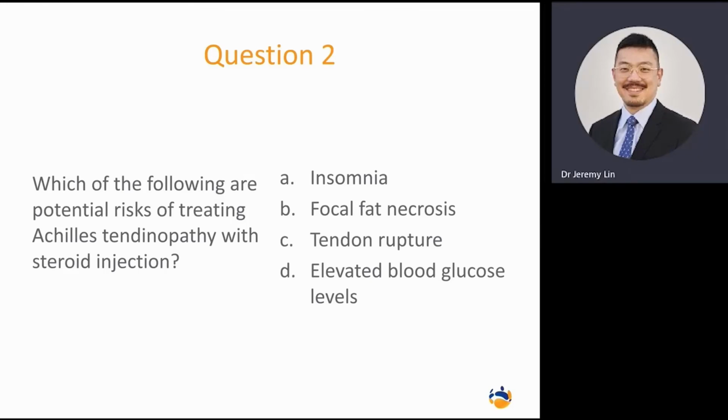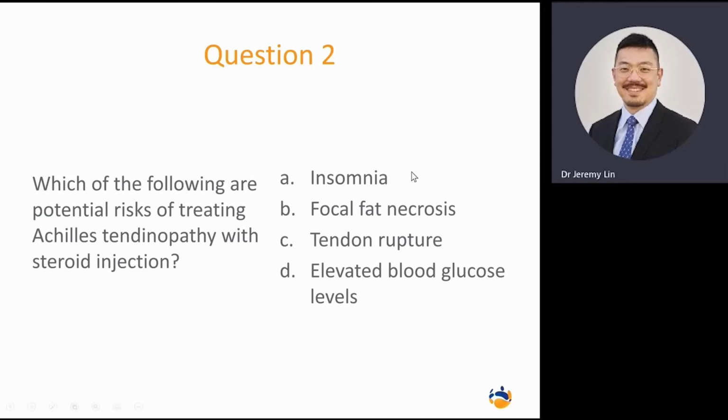Okay, so this is actually a trick question. The answer is all of the above. These are all risks related to steroid injection. However, in terms of the Achilles tendon, the most important one is probably C, tendon rupture. Cortisone injections actually soften the tendon. So given the Achilles tendon's significant function, if we do an injection and there are already pre-existing problems and weaknesses in the tendon, there's an increased risk of inducing a tear and potentially a rupture.